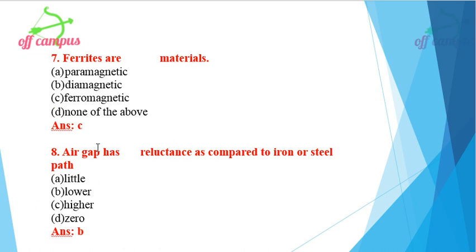Next, ferrites are dash materials: paramagnetic, diamagnetic, ferromagnetic, or none of the above. Ferrites are ferromagnetic materials. So, option C is the right option for this question. Then question number 8, air gap has dash reluctance as compared to iron or steel path. So, air gap has little, lower, higher, 0. Air gap has lower reluctance as compared to iron or steel path. Okay, option B is the right option.